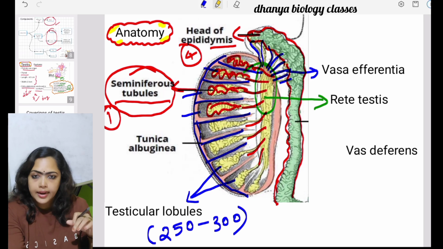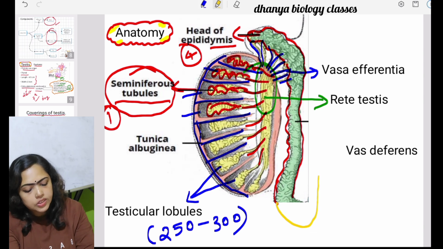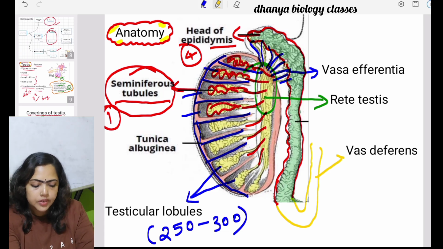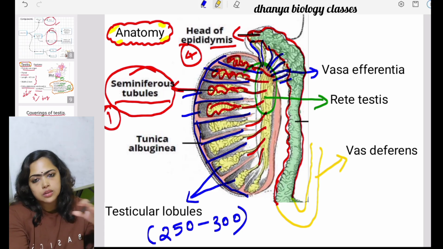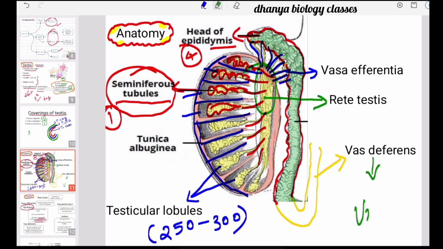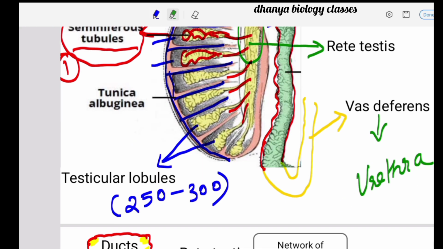Okay. And this epididymis opens into another tubular structure which ascends to the abdomen and loops over the urinary bladder. Okay. And this tubular structure is called the vas deferens. And finally, this vas deferens opens into the urethra as the ejaculatory duct. And then what is this ejaculatory duct?